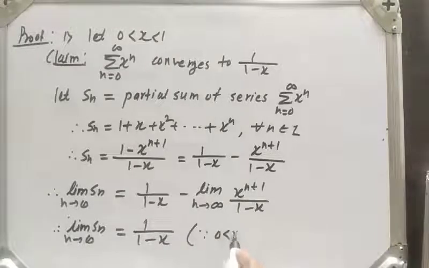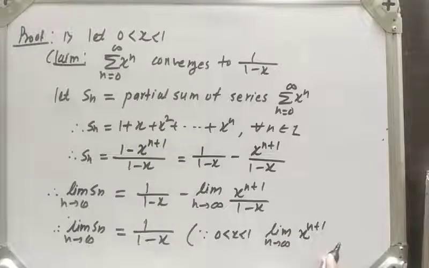Since x is between 0 and 1, the limit as n tends to infinity of x raised to n plus 1 is 0. So what we get is that the limit of Sn is 1 upon 1 minus x. This means the sequence Sn converges to 1 upon 1 minus x. Since Sn is a convergent sequence, its related series will be convergent. Therefore the given series converges to 1 upon 1 minus x.